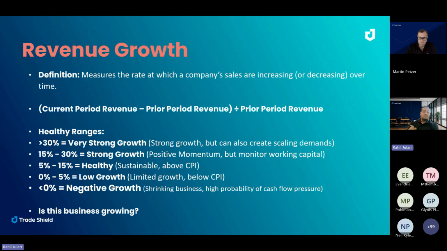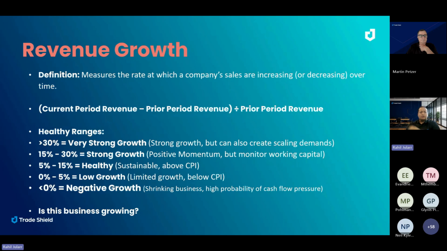Strong growth, but it can also create scaling demands. 15 to 30% is again strong growth, it's positive momentum, but monitor working capital. 5 to 15%, particularly in the FMCG space. We've looked at Shoprite's financials previously, the Shoprite group, and they're growing by about 10, 11% year on year, which is fantastic from all of the big grocers. They're by far growing the quickest in terms of revenue growth, and that's a great number.